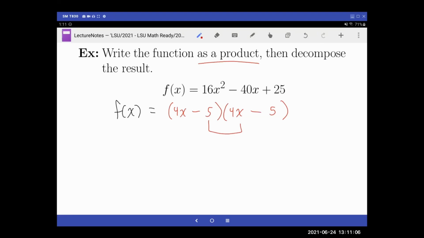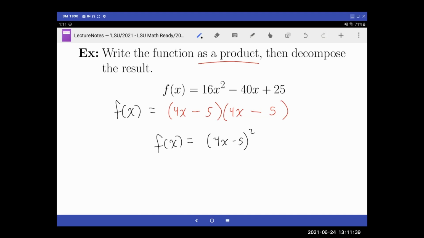I'll check it. Negative 5 times 4x is negative 20x. 4x times negative 5 is negative 20x. If I add those two together, I get negative 40x, which is the middle term. Okay, so I do know that this is correct. So I can actually simplify that a little bit. It's 4x minus 5 squared, because there are two of them.